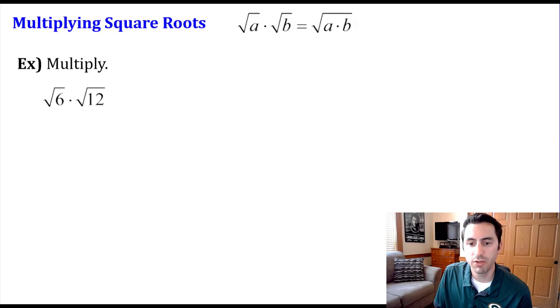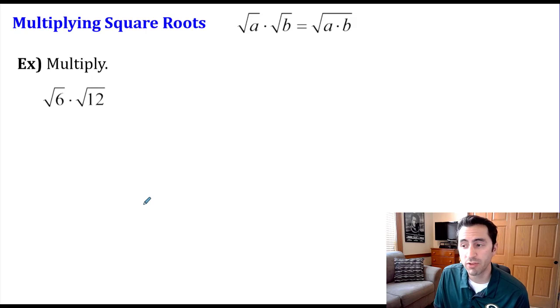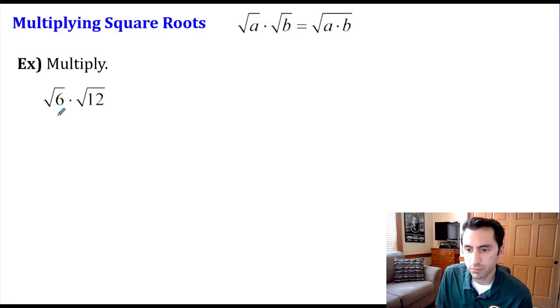The other main thing we use the product rule for is multiplying square roots together. So when I have two different square roots, I can multiply them together, make it a little bit easier to work with, and then we can finish by simplifying if we need to. So in the example, the square root of 6 times the square root of 12. The square root of 6, that's not a perfect square, so we can't simplify that. The square root of 12, okay, that one doesn't work out to a whole number either. But we can use our product rule to multiply these together.